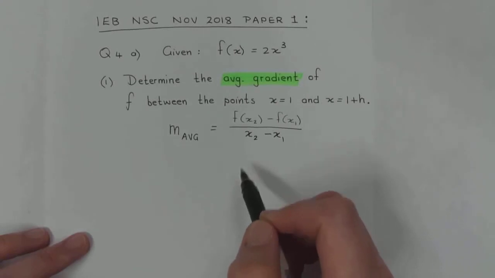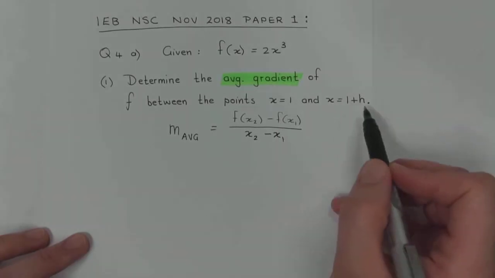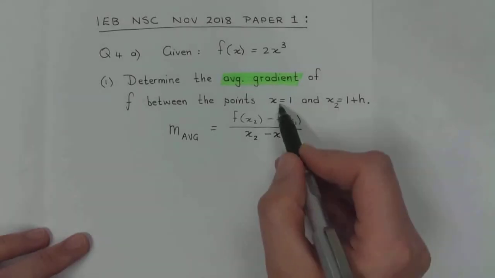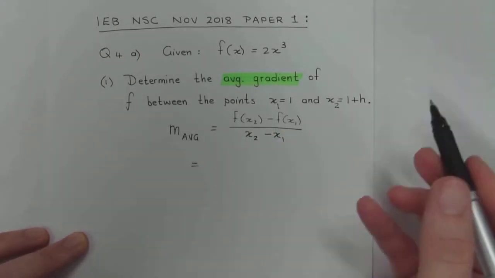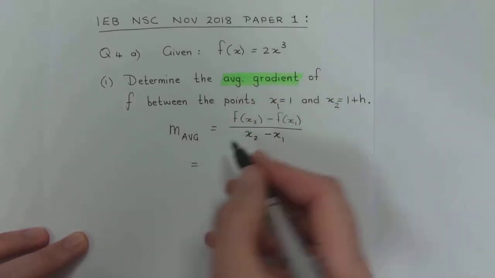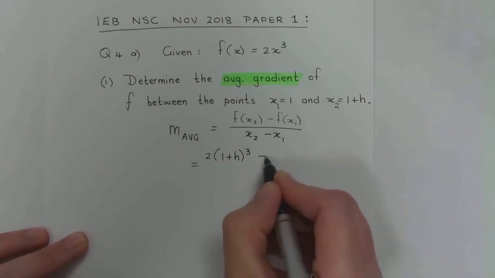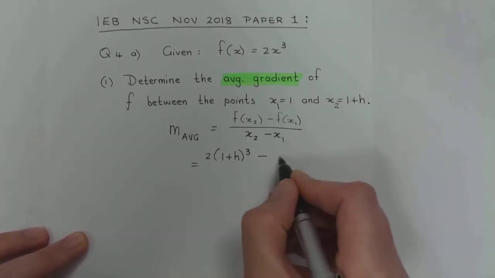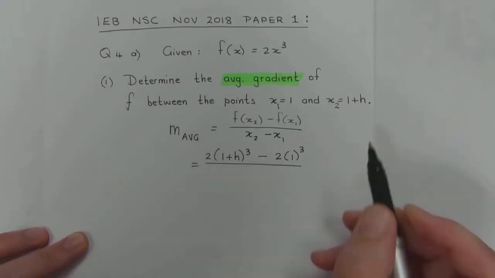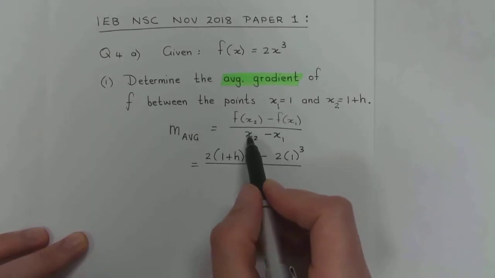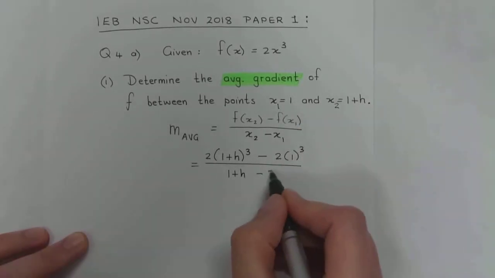It's y2 minus y1. So average gradient, that's the formula we're going to use, and we're going to substitute this in as x2, and we're going to substitute this in as x1. So I'm going to say f(x2) is then substituting 1 plus h into that, so 2 times (1 plus h) to the power of 3, minus f(x1), which is then going to be 2 times 1 cubed. And then in the denominator, x2 is then 1 plus h minus x1, which is just 1.